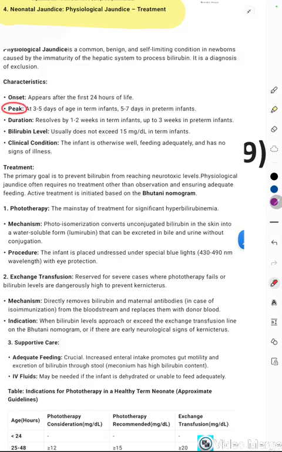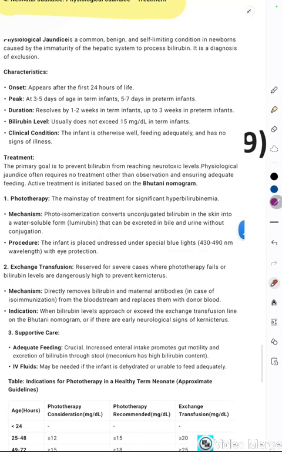Then it peaks at around 3 to 5 days of age in case of term infants, and in preterm about 5 to 7 days. Then it remains for up to 1 to 2 weeks in case of term infants and resolves by 3 weeks in case of preterm infants. Bilirubin levels usually do not exceed 15 milligrams per deciliter in term infants. The clinical condition is that the infant is otherwise well, feeding adequately, and has no signs of illness.